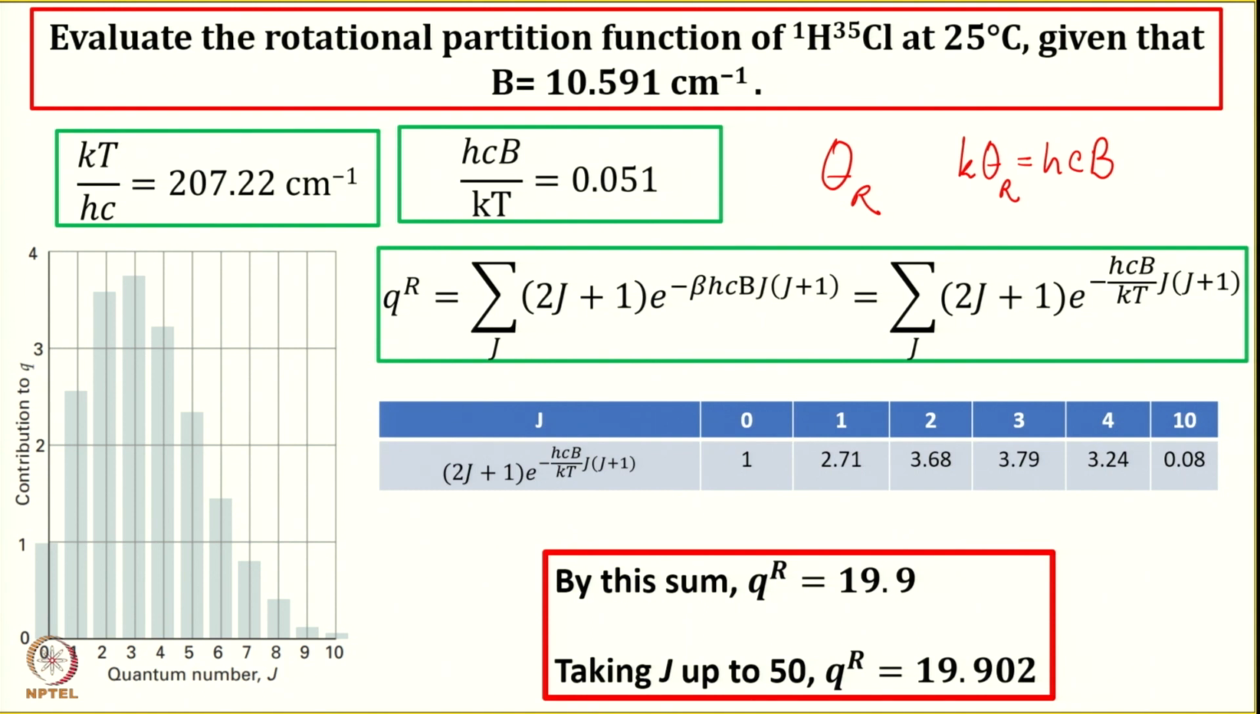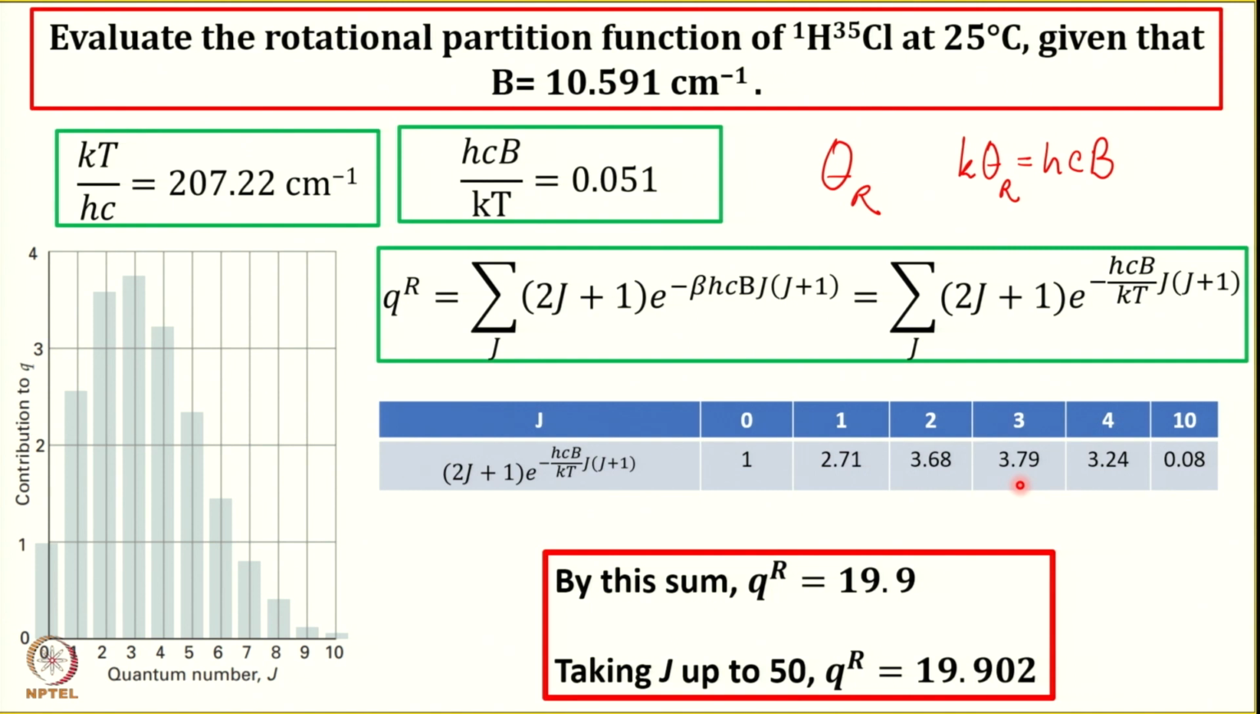How do you go by the direct summation method? You start with values of J as 0, 1, 2, 3, 4, and let us say we go up to 10. The value of (2J+1) times the exponential term, for different J values, is listed here. When J is equal to 0, obviously this value is going to be 1, since the exponential of 0 is 1. When J is equal to 1, the value is 2.71. When J is equal to 2, it is 3.68.